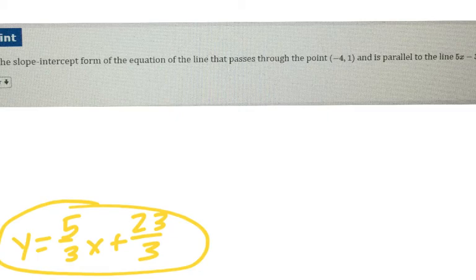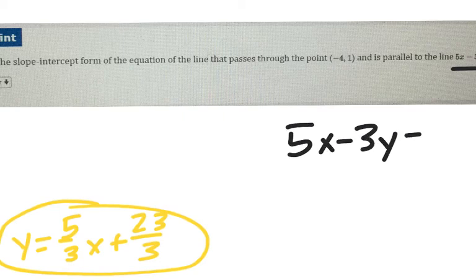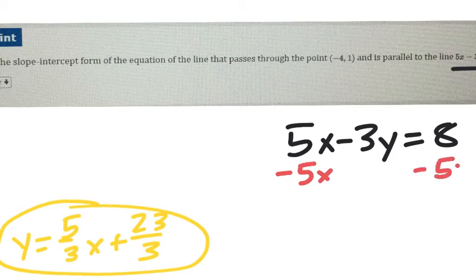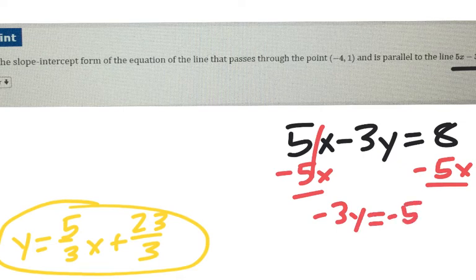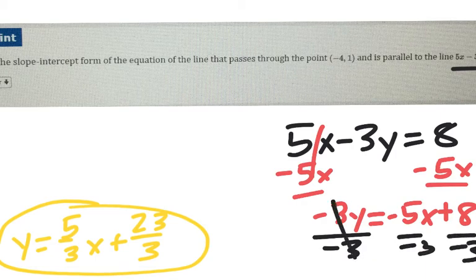So first, my line must be parallel to this line. So I'm going to take 5x minus 3y equals 8. If it's parallel to that line, it has the same slope. So I need to find the slope of this line. So get it in slope-intercept form. So I subtract 5x. That tells me negative 3y equals negative 5x plus 8. Now divide by negative 3. So that tells me y equals positive 5/3 x minus 8/3.